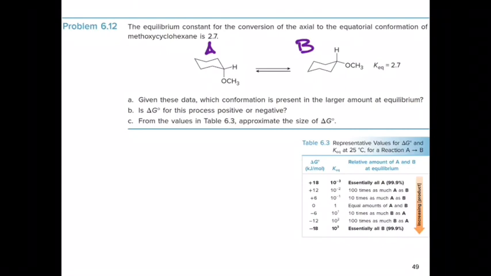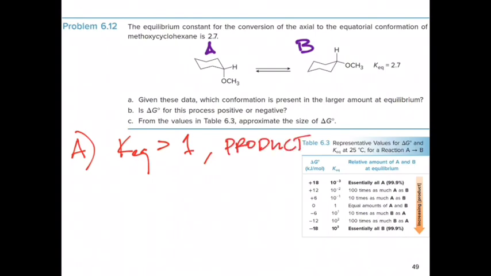So for this first part here, A, we have KEQ that is greater than 1. So if we have an equilibrium constant greater than 1, then that means that the product is favored. And if the product is favored, that means we have a larger amount of the product, which in this case, B is favored.